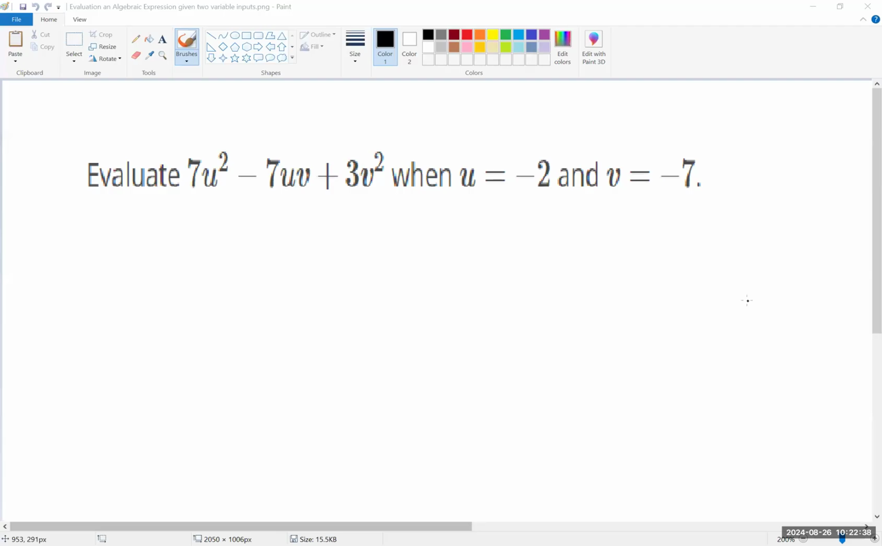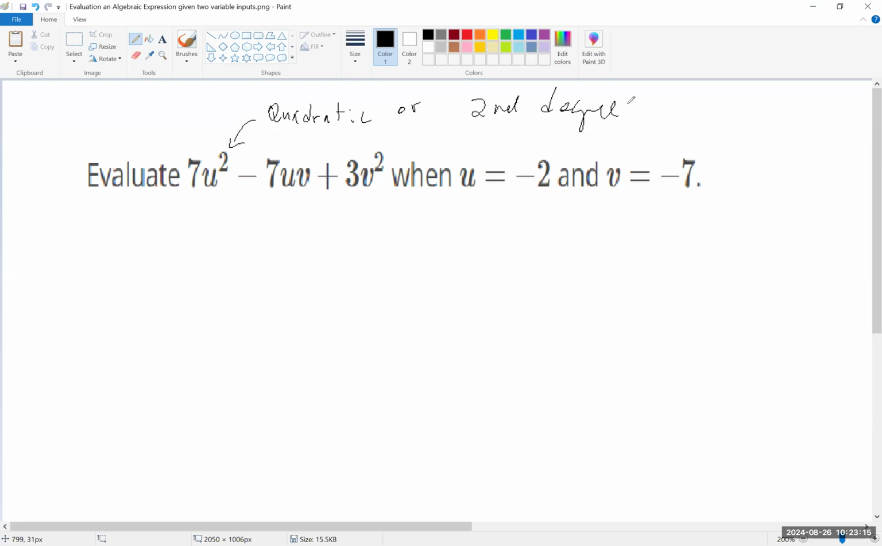So for this one, we have an algebraic expression. It is a quadratic. Because of this 2, we might say it's quadratic, or we'll say it's a second degree polynomial in 2 variables.